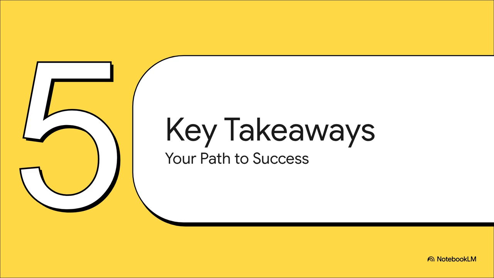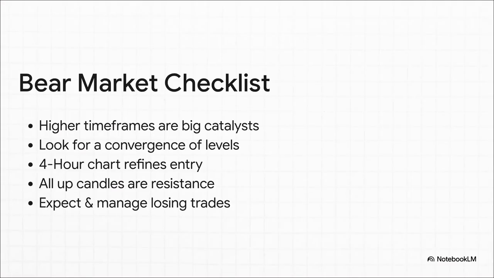Wow, we have covered a ton of ground, haven't we? We went from high-level theory all the way down to boots-on-the-ground execution. So let's boil all of that down into a simple, straightforward checklist that you can use. Okay, here's your final checklist. First, always remember the biggest moves start on the highest timeframes. That's your catalyst. Second, look for those sweet spots where multiple levels converge. Third, use the 4-hour chart to patiently wait for a refined, lower-risk entry. Fourth, in a bear market, you have to treat every single rally with suspicion. And last but definitely not least, expect and manage your losing trades. They're just part of the game.